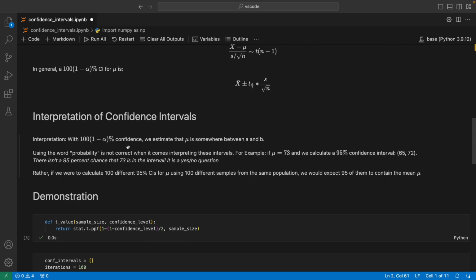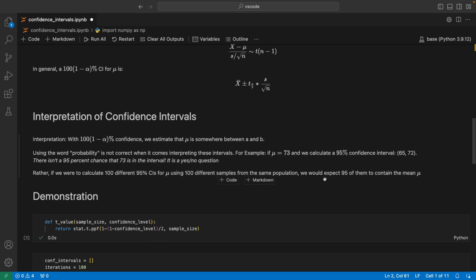Now, using the word probability is not correct when it comes to interpreting these intervals because, for example, let's say that mu is actually 73, and we calculate a 95% confidence interval, and we find it to be between 65 and 72. There isn't a 95% chance that 73 is in the interval. It's a yes or no question. The correct way to think about it is if we were to calculate 100 different 95% confidence intervals for mu using 100 different samples from the same population, we would expect 95 of them to contain the mean mu, and then the other 5 would miss.